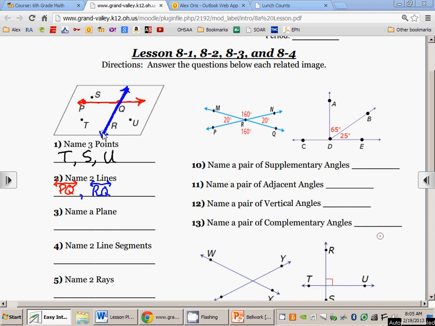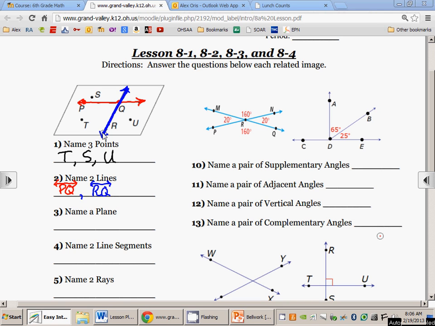So a plane, this is something you probably need to know now. You name a plane with any 3 points that are not in the same line. That should be easy to do here. Any 3 points that are not in the same line. So can you tell me 3 points not in the same line, Andrew?